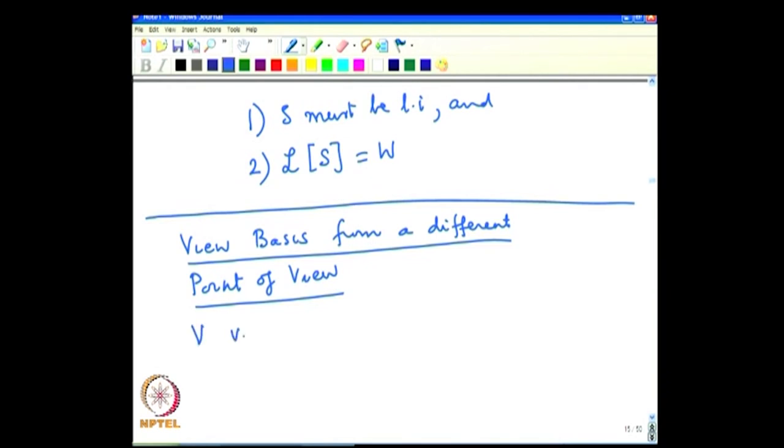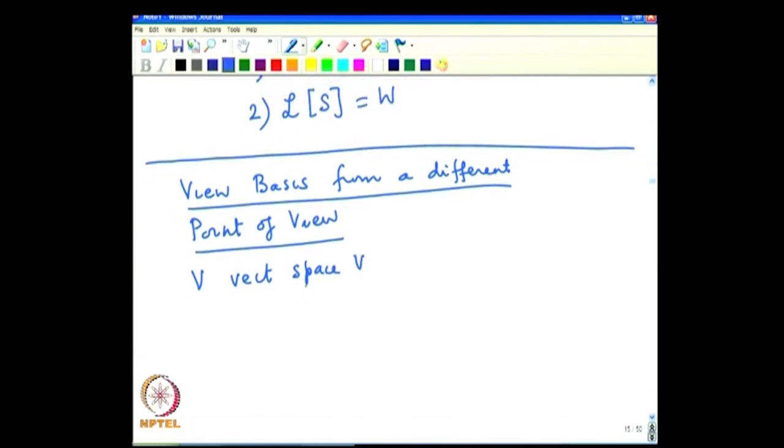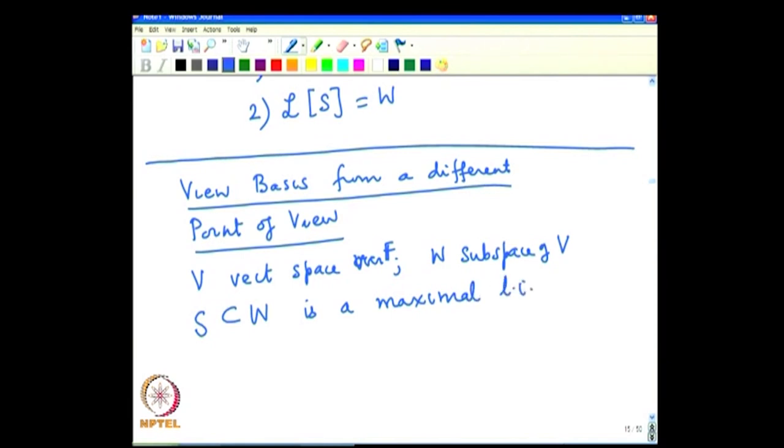Consider now a vector space V. Now we will introduce a notion called a maximal linearly independent set. So let us say W is a vector space over F and W a subspace of V, and then we say S, a subset of W, is a maximal linearly independent set if, there are two adjectives in this. One, it must be linearly independent, and two, we have used the adjective maximal.